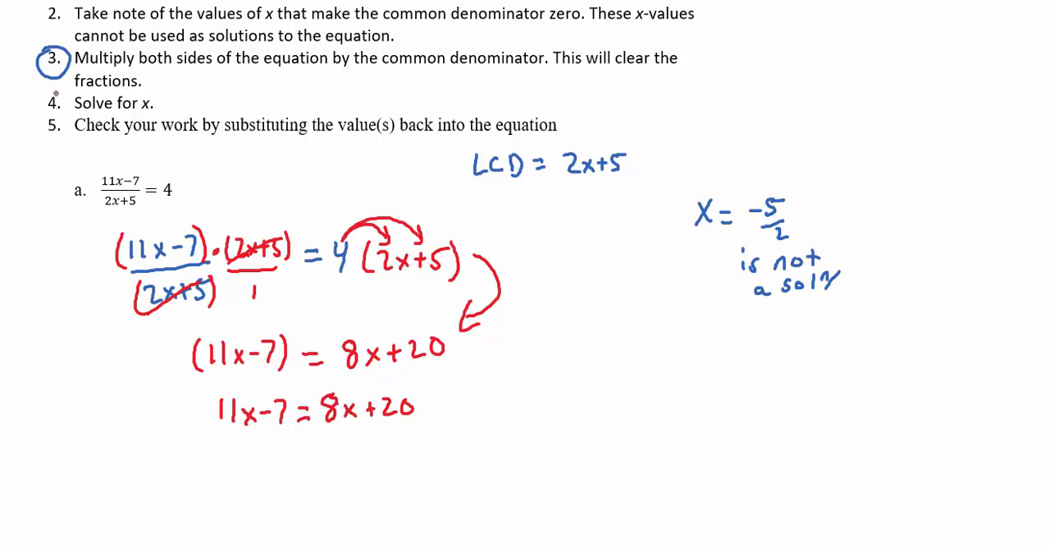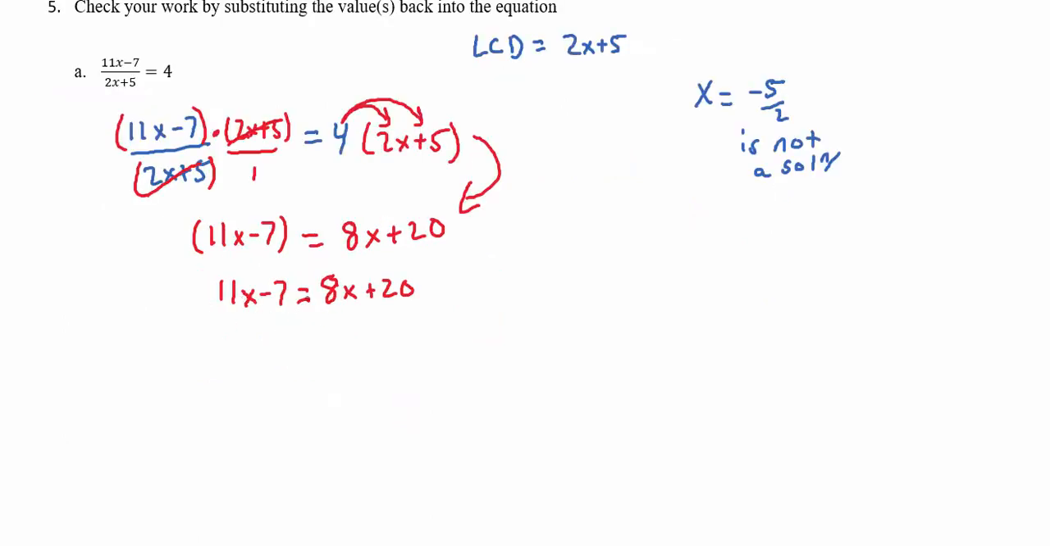So I'm on step 4, solve for x. Because I like the coefficient on x to be positive, I'm going to choose to take the 8x on that side because I know 11 minus 8 is positive. So I will subtract 8x on both sides. 11x minus 8x is 3x. 8x minus 8x is 0, and we don't write 0. Sometimes we say that cancels.